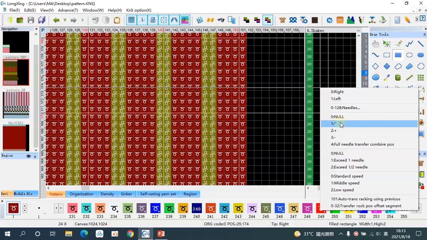In this position, the front bed needle and back bed needle can't be used for forming stitches at the same time, like color 3 and color 10. Otherwise, the front bed needle and back bed needle will be subject to collision.